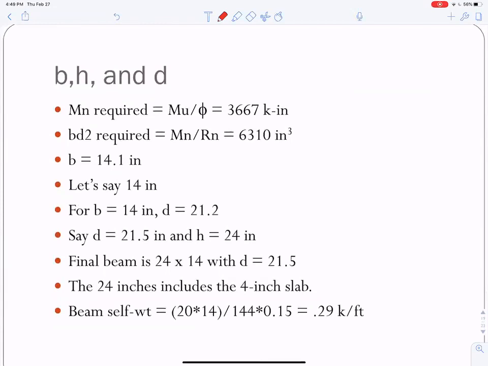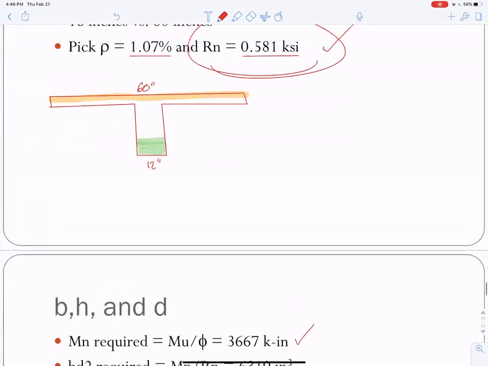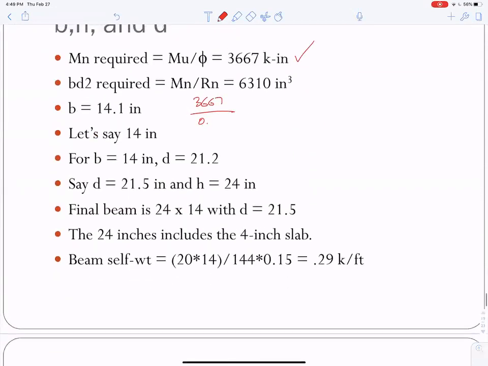The negative moment over phi, changing to kip-inches, was 3.667. And so you take 360.67 over 0.581. And you need this, okay? And then I did B times 1.5 B. We've done this a lot of times. Okay, so this is why we're doing the negative moment.